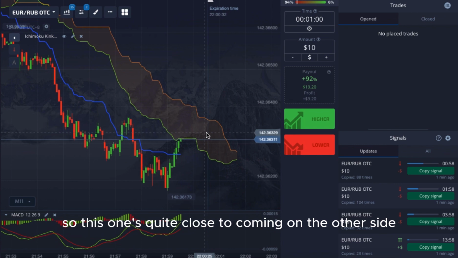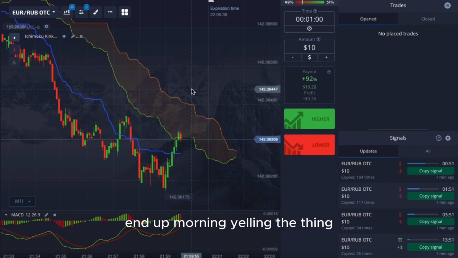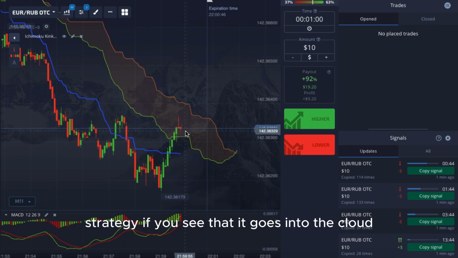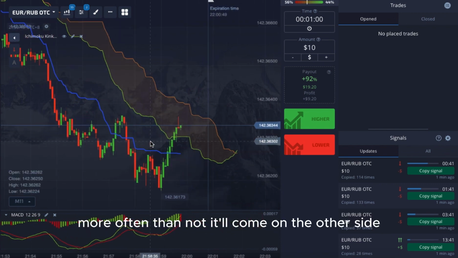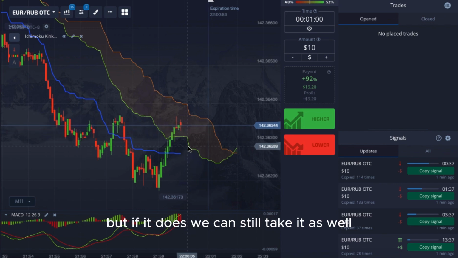Avoid spots like this, those are the parts where the volume is just so thin it's not even worth looking at. This one's quite close to coming out on the other side, and I hope to be able to show you some situations where we end up martingaling the trade. Usually with this strategy, if you see that it goes into the cloud, more often than not it'll come out on the other side. Very rarely it comes out of the cloud again, but if it does, we can still take it as well.